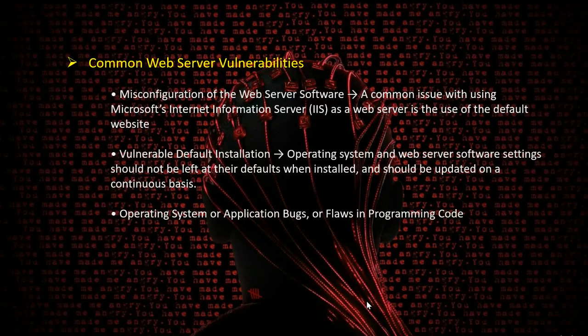The operating system, or bugs in the application itself, could lead to zero-day attacks and other flaws in the programming code. So these are the main things we look at in web server vulnerabilities, mainly misconfiguration and using the default stuff without changing it after the implementation goes live. This is the main thing which needs to be taken care of.